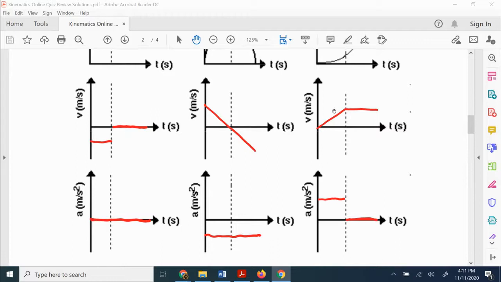Looking at the acceleration graph, you have a constant positive slope right here. That's going to tell you a constant positive acceleration. And then the slope after the dotted line is 0. So therefore, the acceleration is 0.